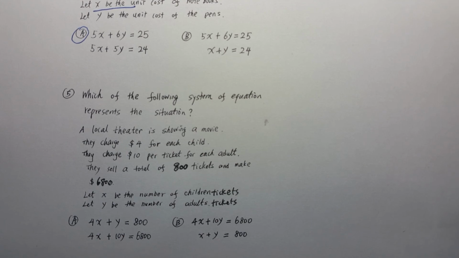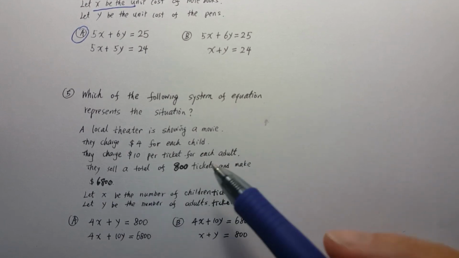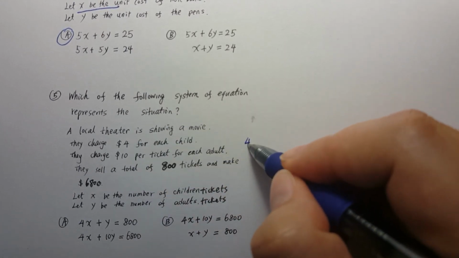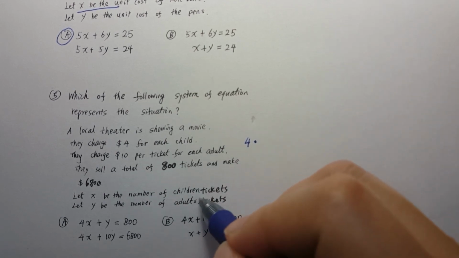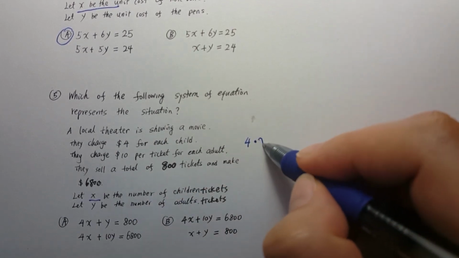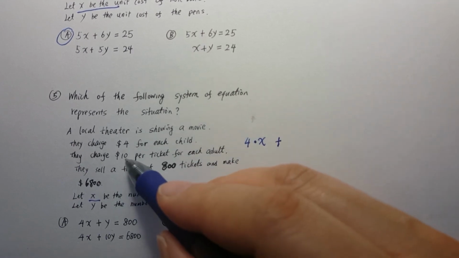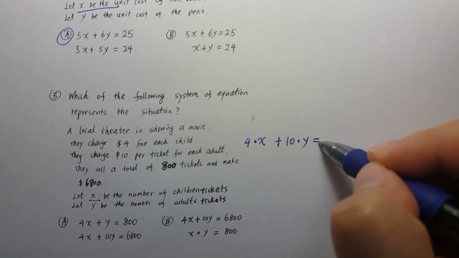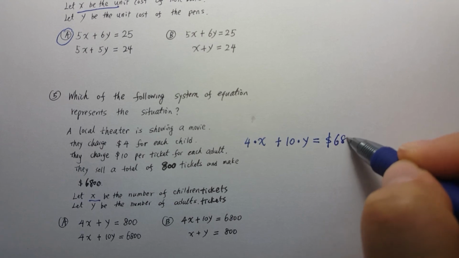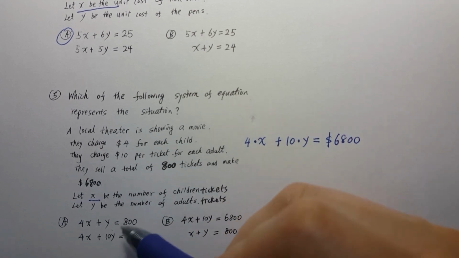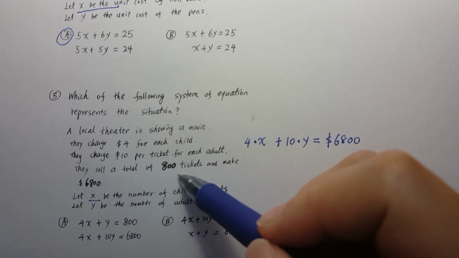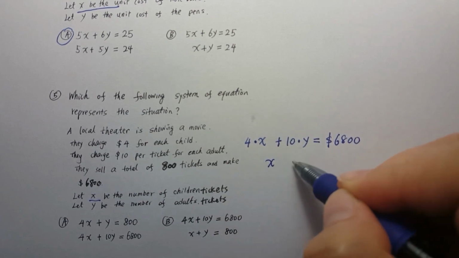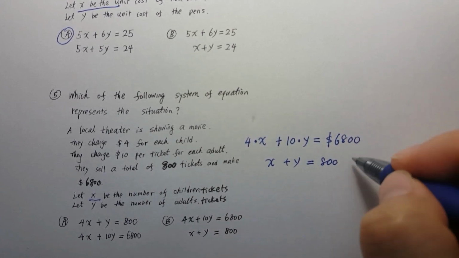Okay, I guess you're ready. So now we are going to look here to find the amount of money. It should be the ticket price, $4, times the number of children tickets, which is X. So times X, and plus $10 times the number of adult tickets, so times Y, equal to the total amount, which is 6,800. And there are 800 tickets. So the 800 tickets will be the number of children tickets plus the number of adult tickets. So therefore X plus Y equal to 800 tickets.